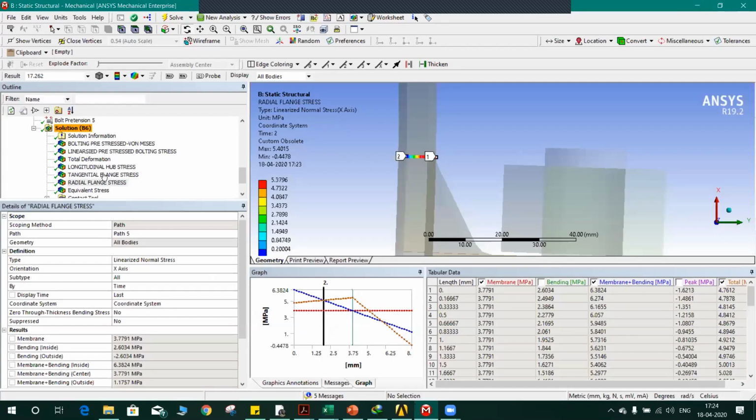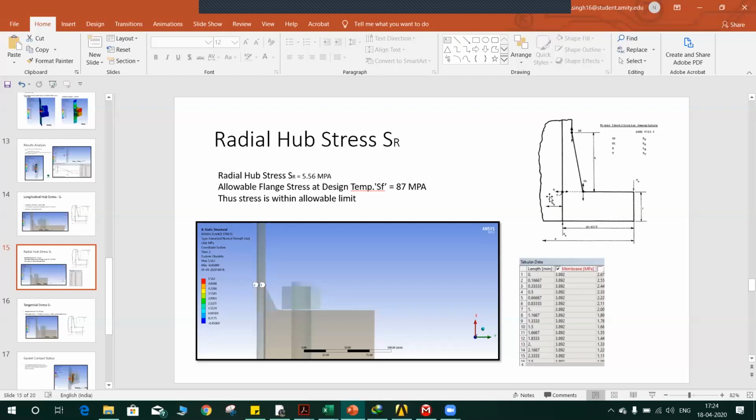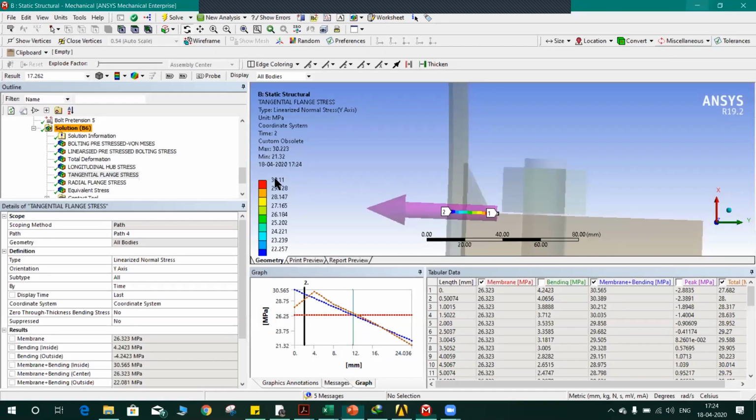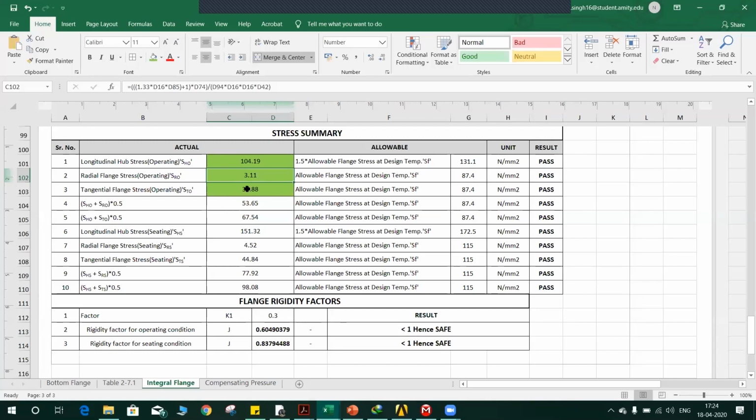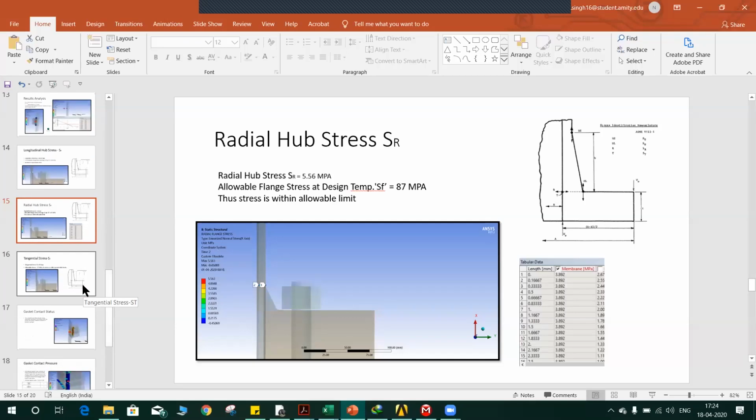The third and final stress I calculated is the tangential flange stress. This stress also needs to be linearized, so I've linearized it. The magnitude here and in the linearized result comes around 30 and 27. So it's also very close, 30 megapascals, which is less than the design limit, 87 megapascals. So all the parameters are passing. The rest of the parameters are not very stringent, so I have taken only these three parameters to validate my FEA model. Now, this was the hub stress analysis.